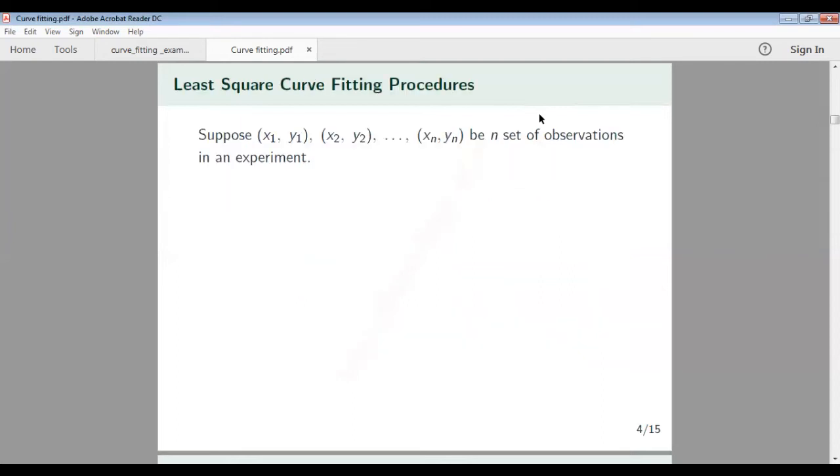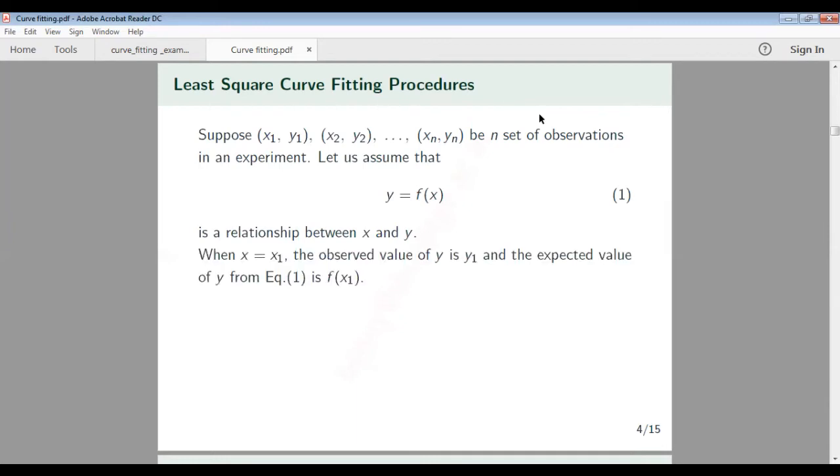As in the previous cases that we have discussed in the case of interpolation, let's assume that we have n sets of observations, x1, y1, x2, y2, etc., xn, yn, where x is the independent variable and y is the dependent variable, and y is a function of x. This is a relationship between x and y. When x is x1, the corresponding y value is y1, and the expected value from this equation 1 is f of x1.